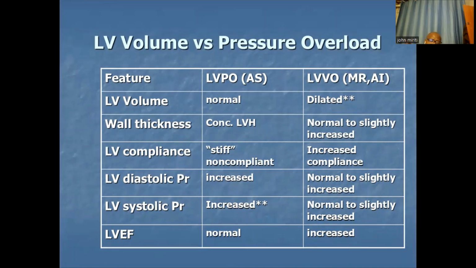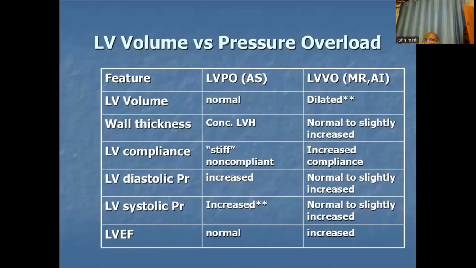So the wall thickening in this type of patient is concerned in left ventricular heart failure, and normal to slightly increased in left ventricular volume output. So left ventricle compliance is stiff and compliant in left ventricular pressure output, and increased compliance in left ventricular output. So in this patient again, left ventricular diastolic pressure is increased in left ventricular output, and also normal to slightly increased in left ventricular volume output.